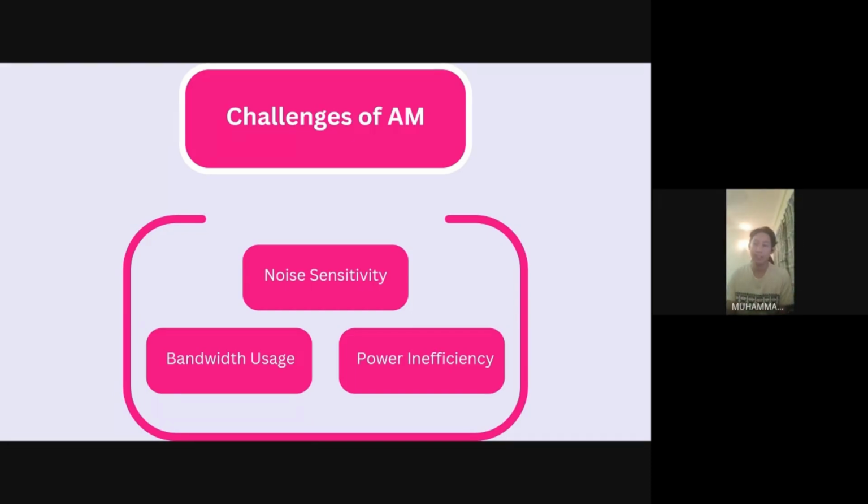And the last one is power efficiency. AM requires significant power to transmit the carrier signal, which does not carry any information. Only a small portion of the transmission power is used for the sideband, where the actual information is contained, making AM power inefficient. So it's basically the same as the bandwidth usage. It needs more power while transmitting less signal. And next slide.